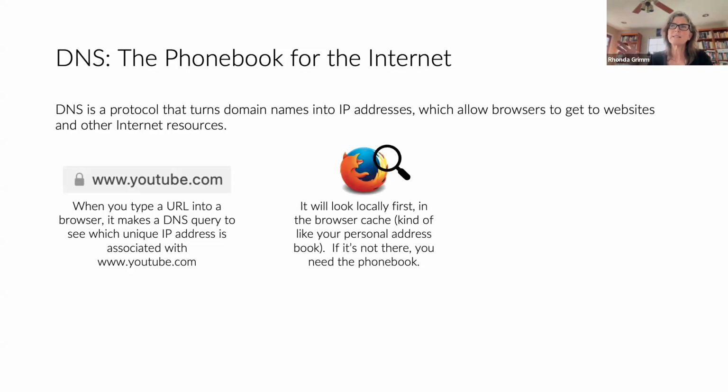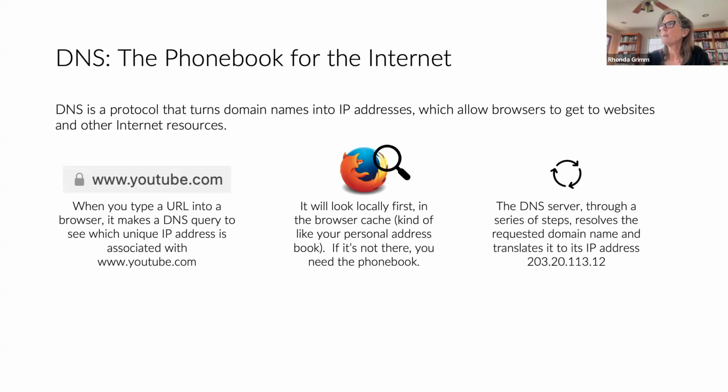So the first thing it's going to do is look locally in your browser cache, like Firefox, to see if you've ever been there before. If you haven't, or if it's been a while, then you need the phone book. And the DNS server, through a bunch of steps, resolves the requested domain name and translates it into its current IP address.